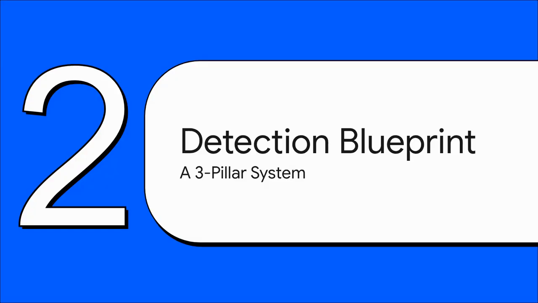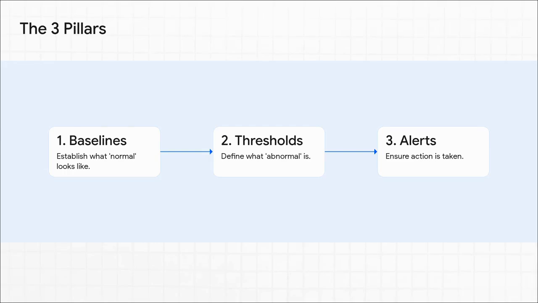Okay, so how do we fight back? Well, it's not about buying one magic tool. It's about architecture. We need a systematic approach to build real financial control. And the one we're building today is based on 3 core pillars. These are the 3 pillars of our whole system. It's pretty straightforward. First, we figure out what normal looks like by establishing baselines. Second, we decide what abnormal is by defining thresholds. And third, we make sure we actually do something about it by activating smart alerts. It sounds simple, but in practice, it is incredibly powerful.